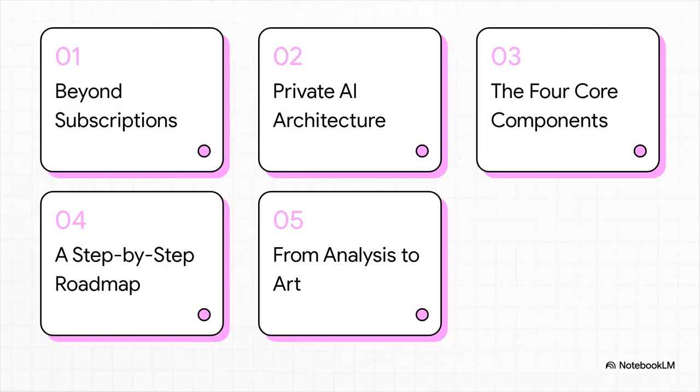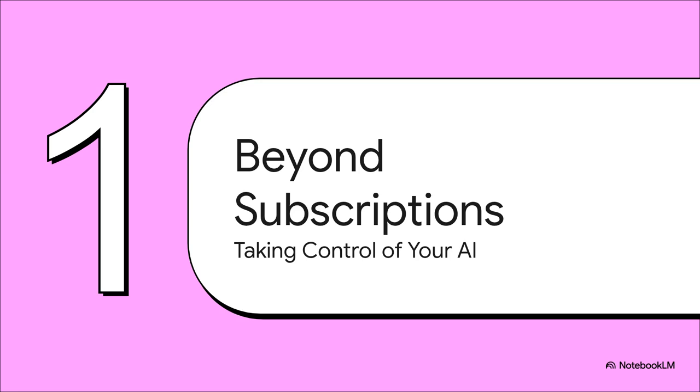So here's the game plan for today. First, we're going to talk about why you'd even want to move beyond the subscription model. Then we'll pull back the curtain on the core architecture of your private AI. After that, we'll break it down into 4 key pieces, give you a step-by-step roadmap to build it, and finally, show you how to go from raw data to, well, genuine art. Let's kick things off with the big why.